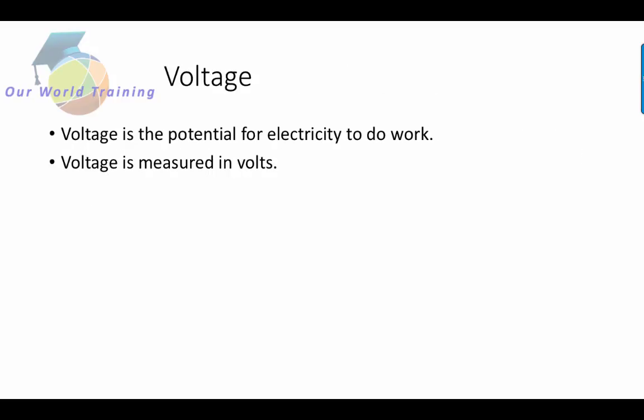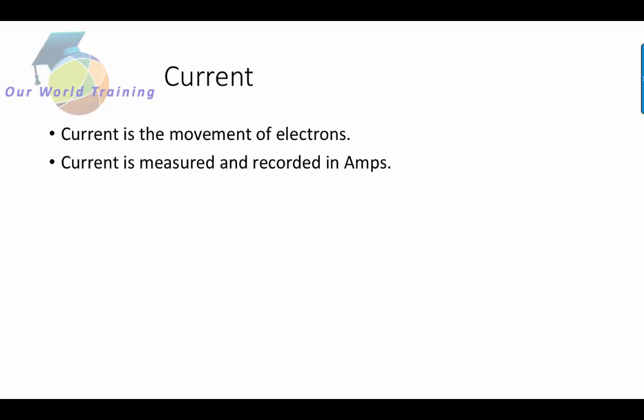Voltage is the potential for electricity to do work. Voltage is measured in volts. Your household current in the United States is 120 volts. Coming into your house most often in the United States is 240 volts. We'll talk about that more in a little bit.